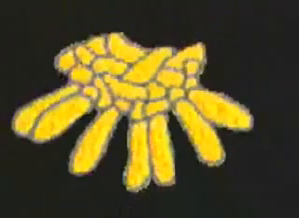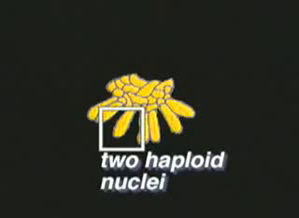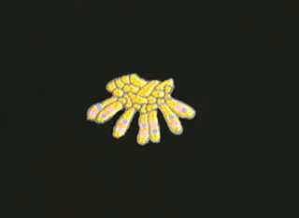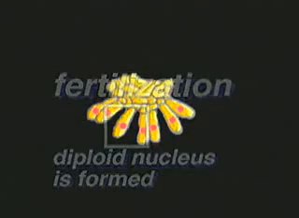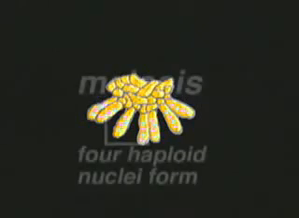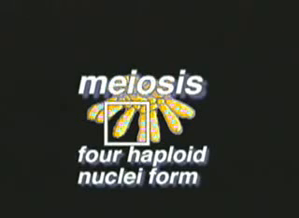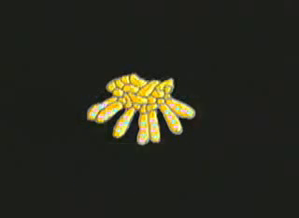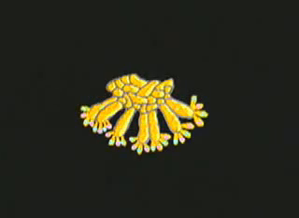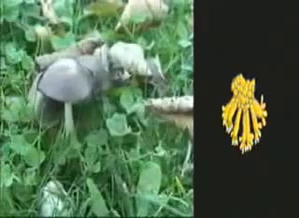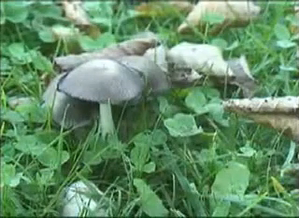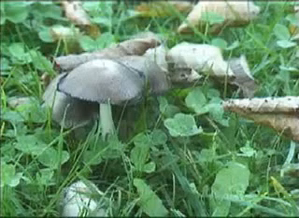Inside of each basidium are two haploid nuclei that come from different parent organisms. Fertilization occurs when these nuclei fuse together to form a single diploid nucleus. But this diploid nucleus doesn't last long because it undergoes meiosis to form four haploid nuclei. Then four tiny sacs develop on the surface of each basidium, and the nuclei migrate into the sacs and develop into basidiospores. A typical mushroom produces about 10 billion of these reproductive spores.